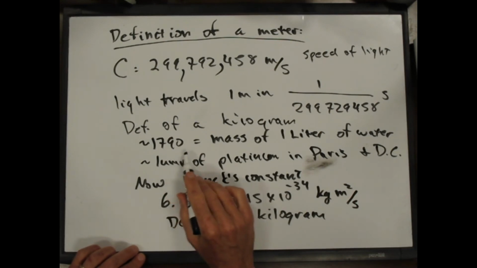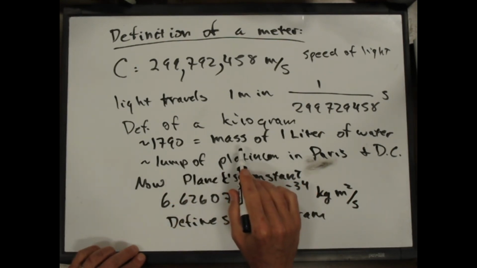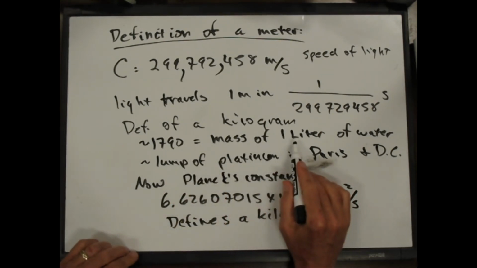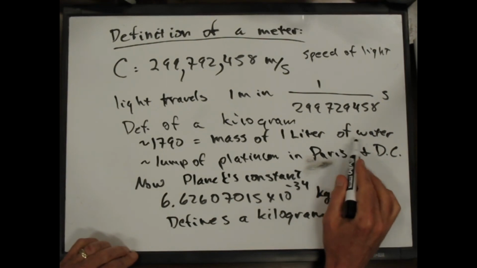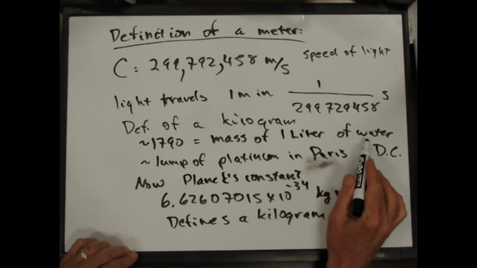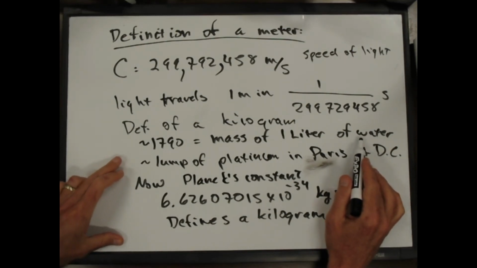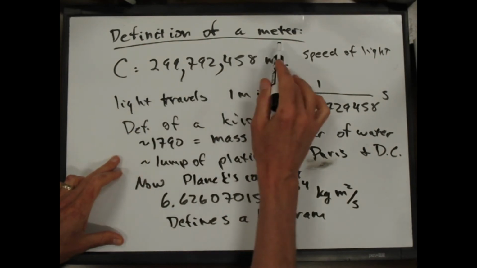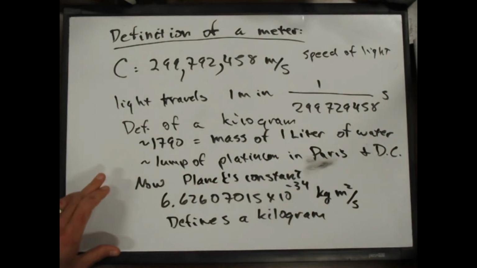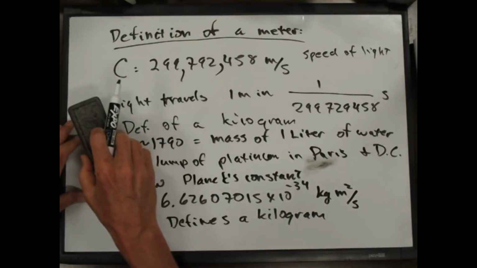Again, the mass of a kilogram was originally defined as the mass of a liter of water. As technology infiltrates our world more and more, we need more and more precise definitions. Originally, the definition of a meter, I'll just erase some of this.